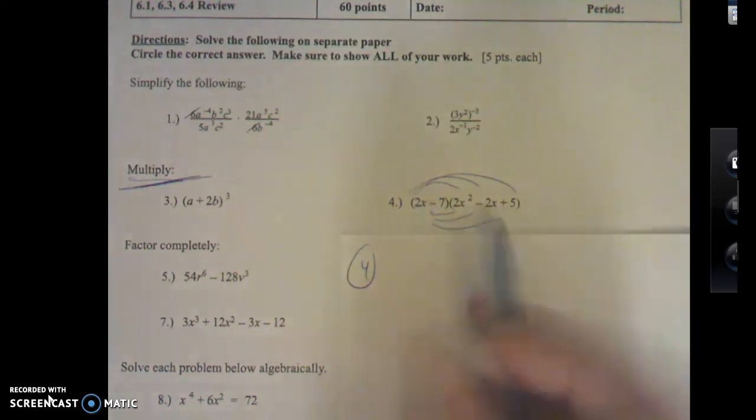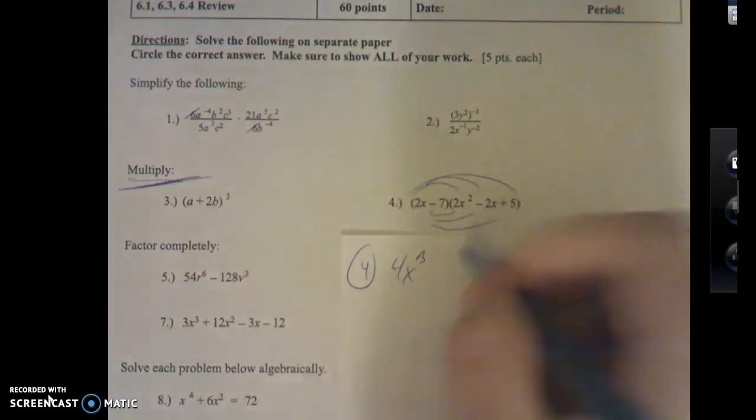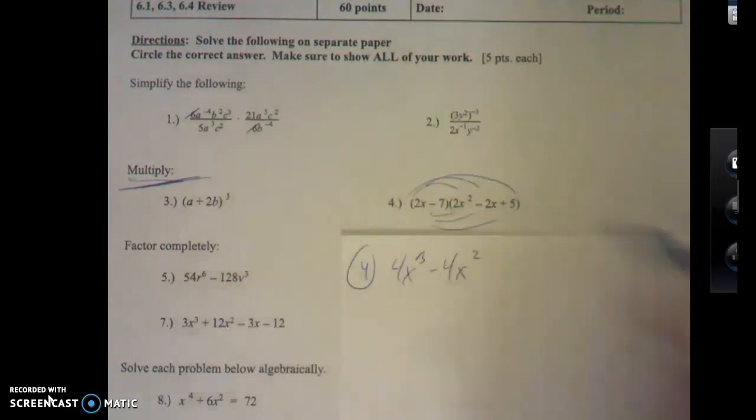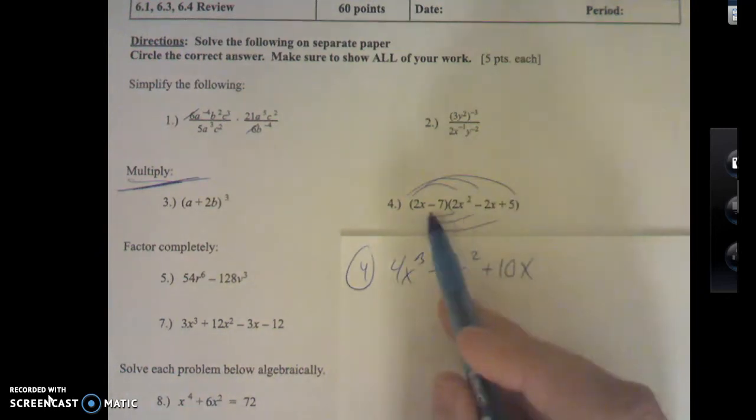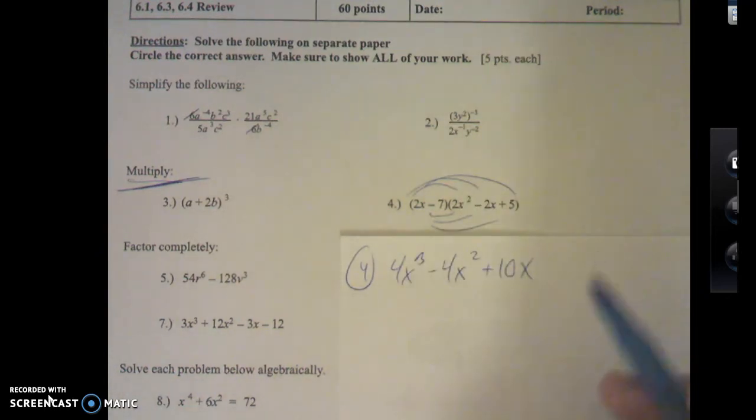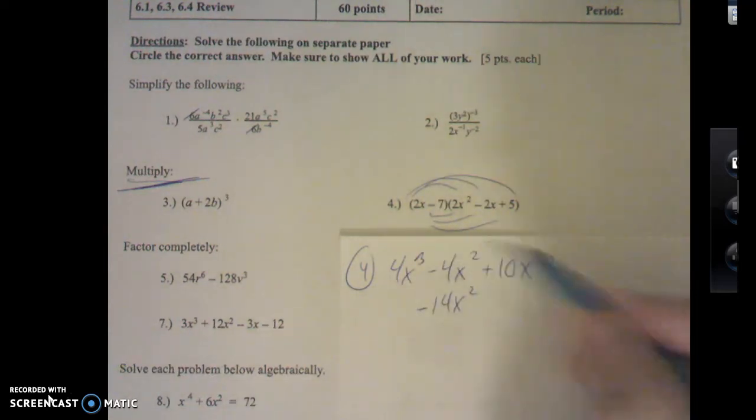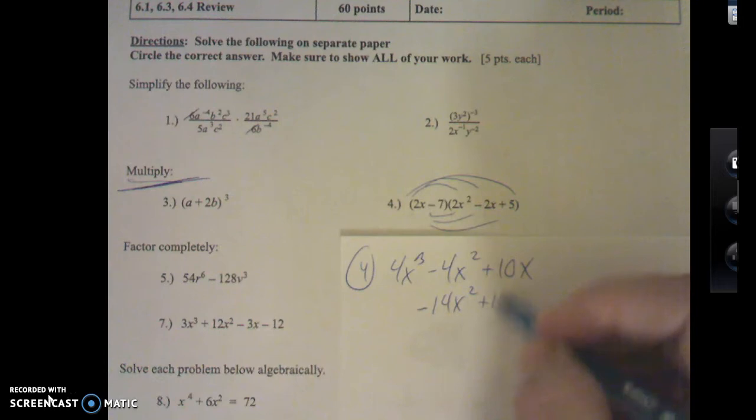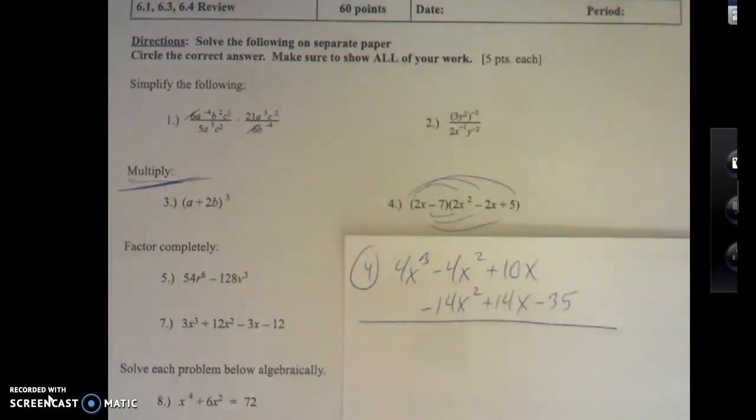2x times 2x squared is 4x cubed. 2x times -2x is -4x squared. 2x times 5 is 10x. Okay, down low. -7 times 2x squared is -14x squared. -7 times -2x is positive 14x. -7 times 5 is -35. Okay, a little bit easier with one variable.